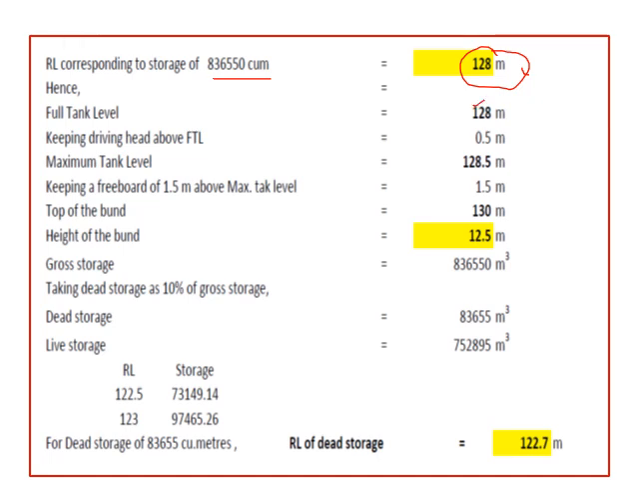Give a driving head of 0.5 meters for the surplus weir, so that we get 128.5. Any level that comes above 128 will go up to 128.5, particularly during the floods. So we have given 0.5 meters as the driving head. Now keeping the freeboard of 1.5 meters above the maximum tank level, we get the top of the bund.